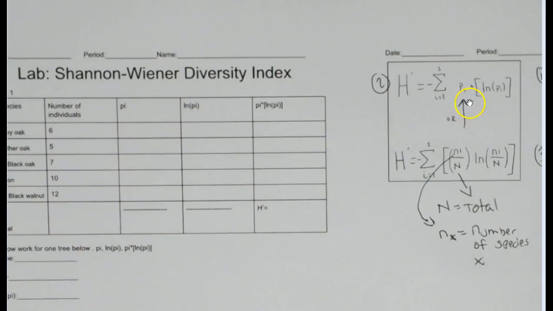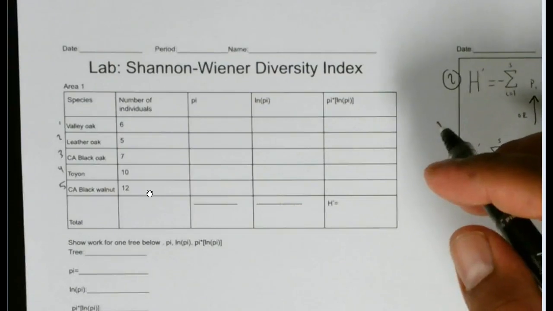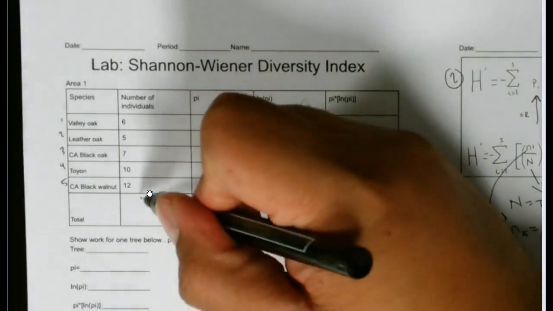Eventually, I'm going to get the negative sum, so that's what that symbol is, the negative sum of all of this. So I'm going to show you how I get it for one line. First off, I need the total. So 6 plus 5 plus 7 plus 10 plus 12. You might need to do the math on a calculator. You shouldn't, but that should give you 40.